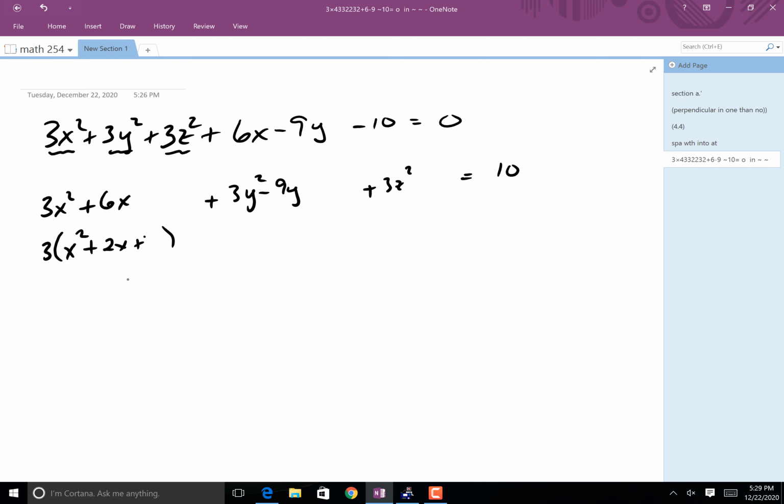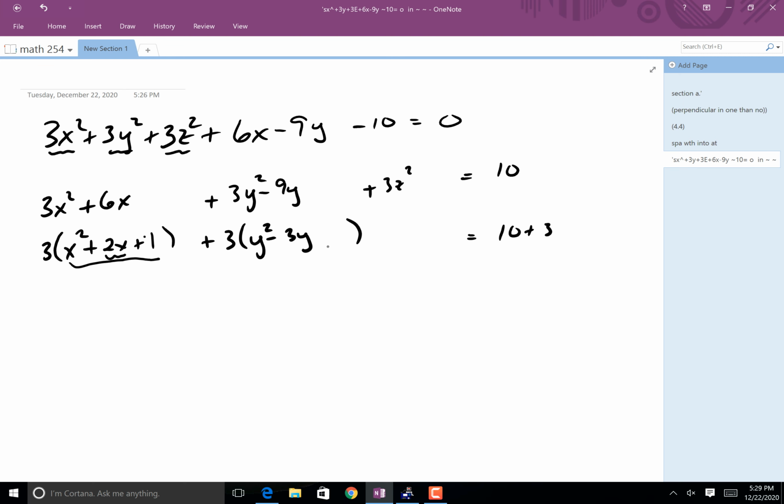Well, you're going to take half of 2, which is 1, and square it. So you're going to get 1 squared, which is 1. Notice that the 1 is inside the parentheses, and so everything in the parentheses gets multiplied by 3. So in reality, you've added 3. Well, if you're going to add 3 to this side, you better add 3 to the other side. Nice. Same deal here, more or less.